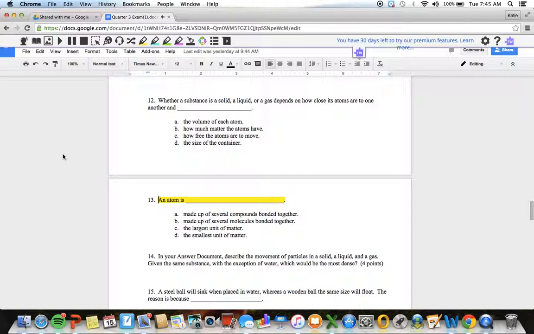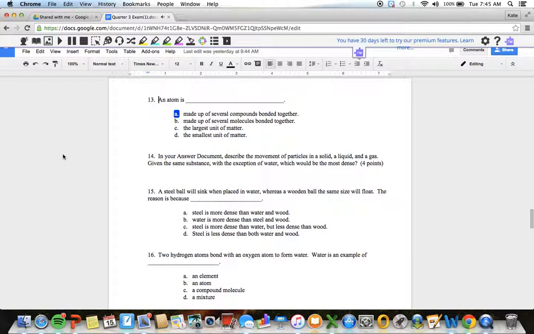13. An atom is A. Made up of several compounds bonded together. B. Made up of several molecules bonded together. C. The largest unit of matter. D. The smallest unit of matter.